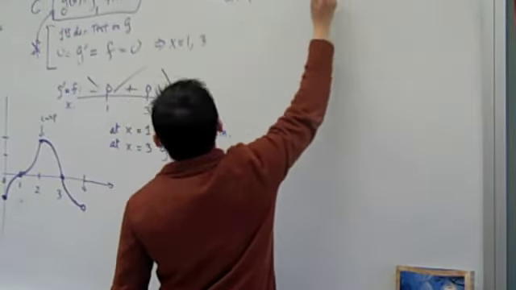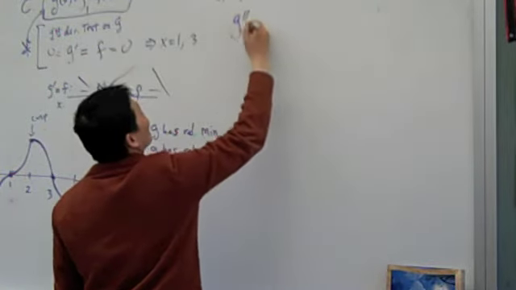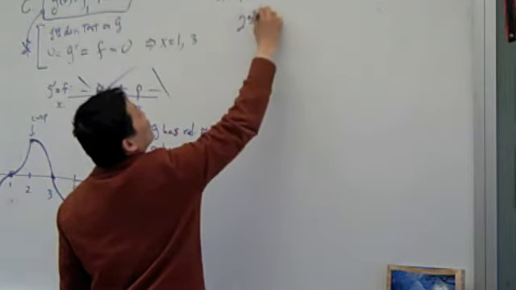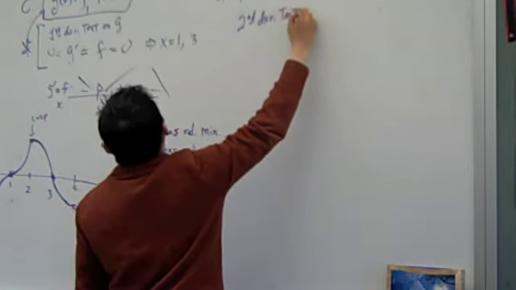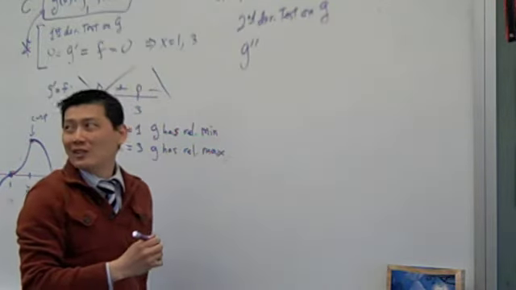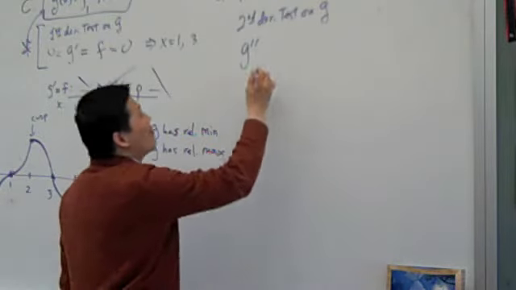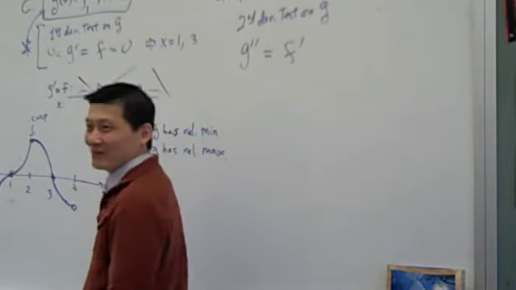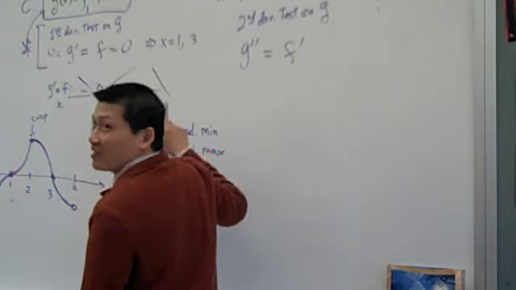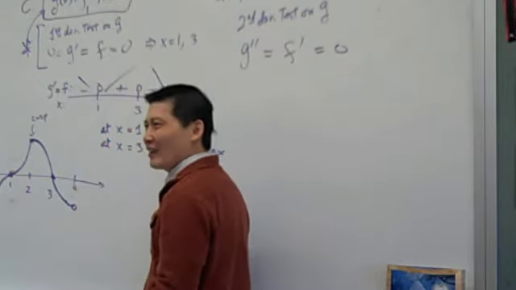Now, when I say point of inflection, we're talking about concavity, right? In concavity, we're talking about second derivative, right? So we're talking about second derivative test on g. So we're talking about g double prime. But g double prime means what? F prime, that's it, F prime. And if we want to set g double prime equal to 0, it is the same as setting F prime equal to 0. Now, didn't we do that already?